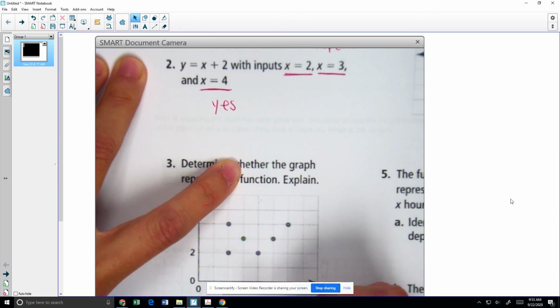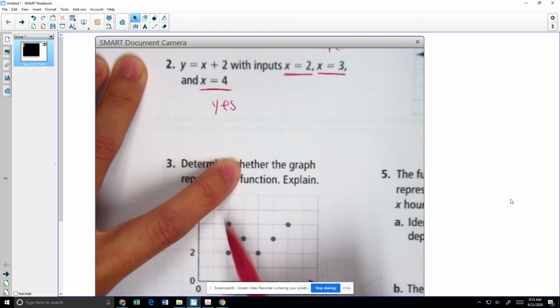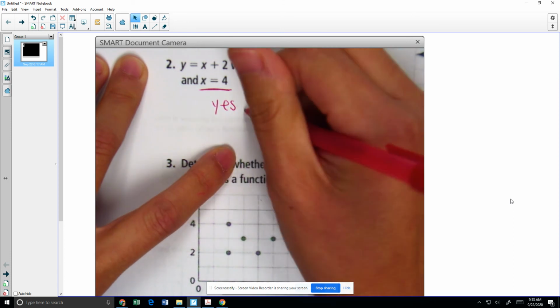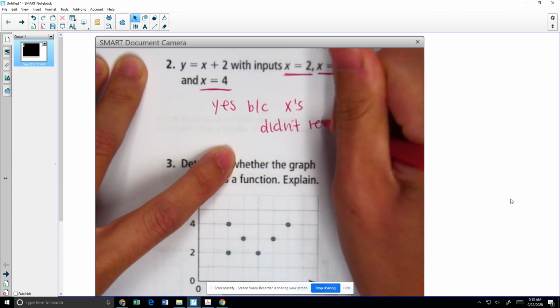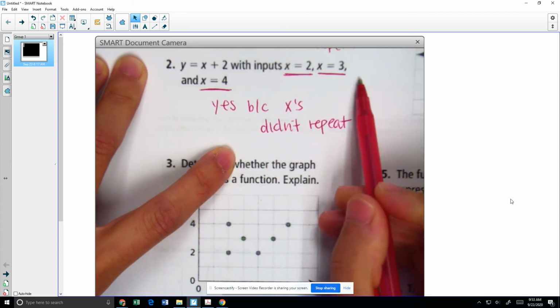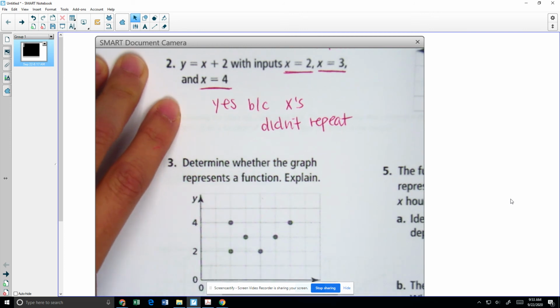Exactly. The rule to be a function is that your x's do not repeat. What are your x's? 2, 3, 4. They did not repeat. So yes, this is a function because the x's didn't repeat. Do you see how they didn't repeat the x's? 2, 3, 4. That's it. So sometimes, guys, even though you're in 9th grade algebra, it doesn't have to be as complicated. Maybe it's a little bit more obvious.